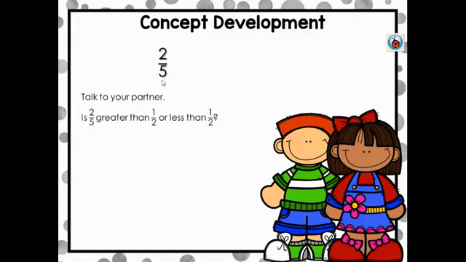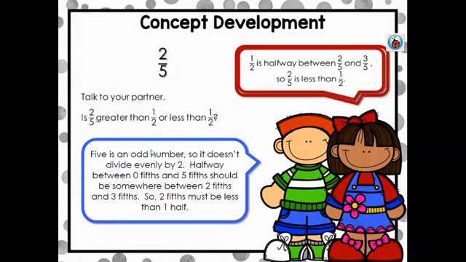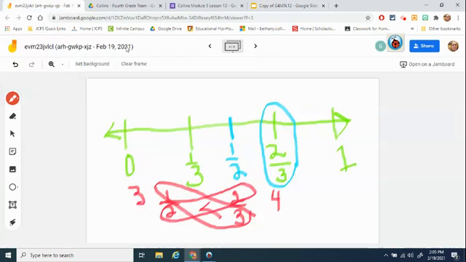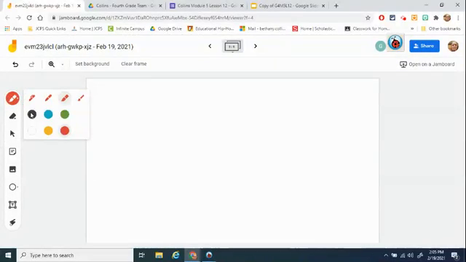Well, what's half of 5? You can't split 5 equally, so it'd be like 2 1/2 is half of 5. If we think about it as, let's think about it in a picture. So half is halfway between 2/5 and 3/5. So 2/5 is less than 1/2. All right, let's draw it. Okay. So here we are.